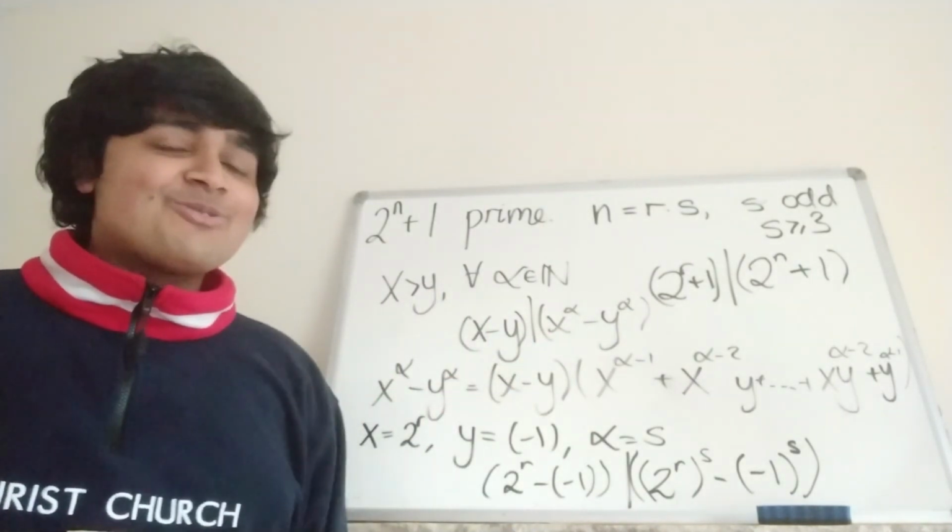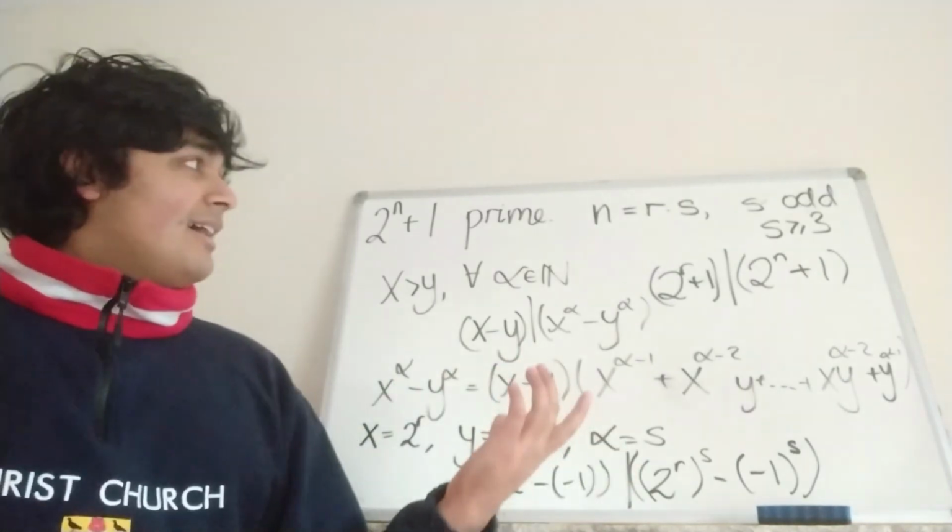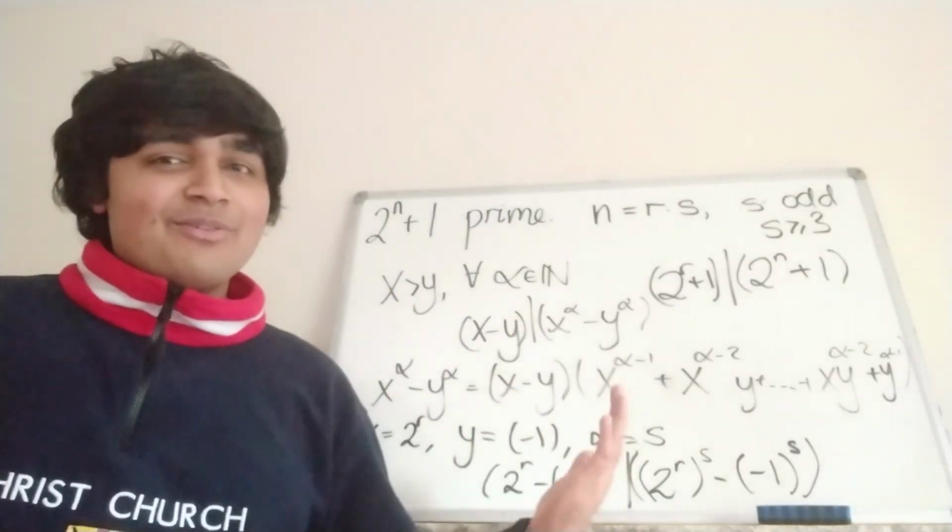So we've arrived at our contradiction, and thus n must be a power of 2.